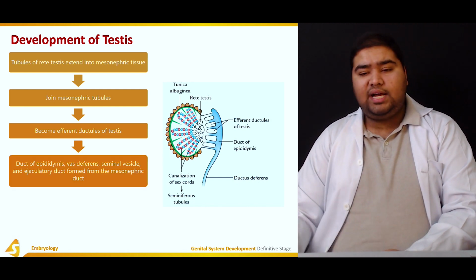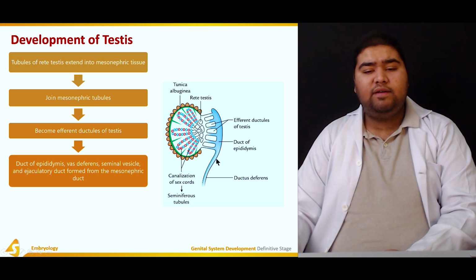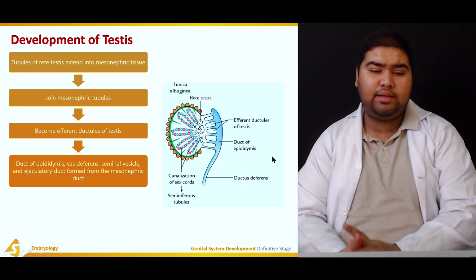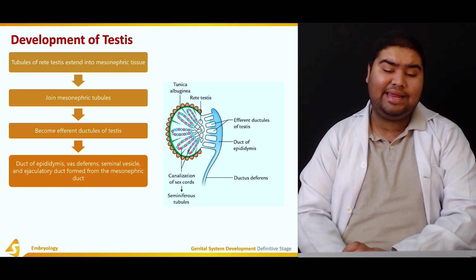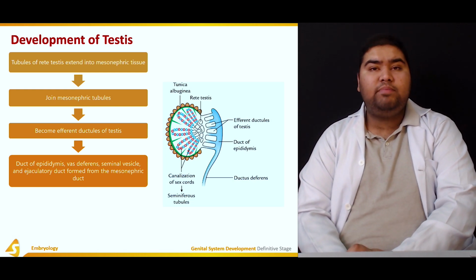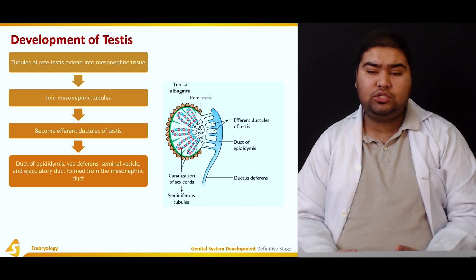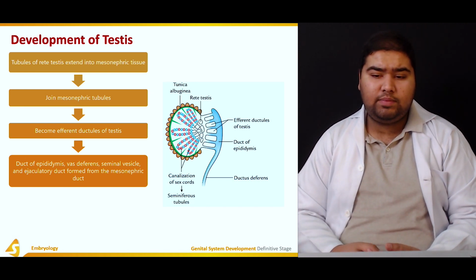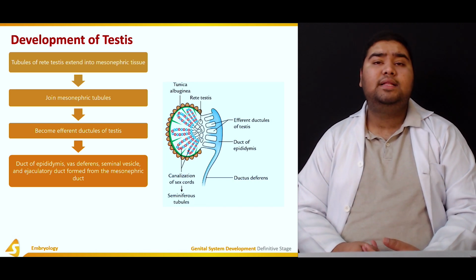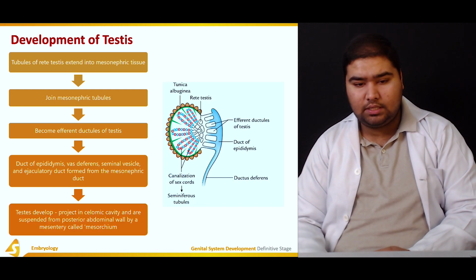Now the duct of epididymis, this is the duct of epididymis. The vas deferens, the seminal vesicles and the ejaculatory duct are formed from the mesonephric duct. So the mesonephric duct gives rise to the duct of epididymis, the epididymis itself, then the vas deferens, the seminal vesicles, and the ejaculatory duct.